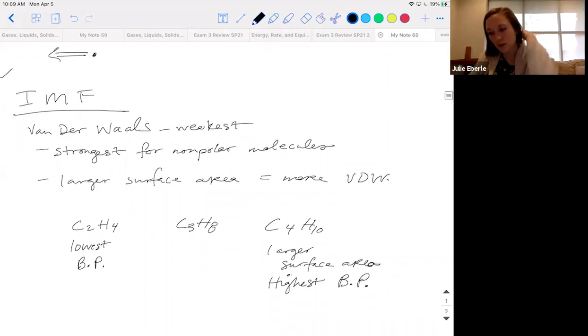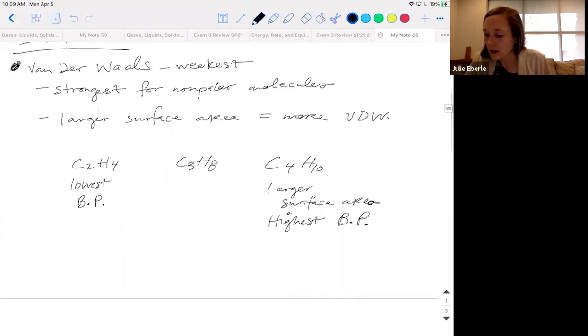All right, questions on van der Waals? So that was one. The next one was dipole-dipole.